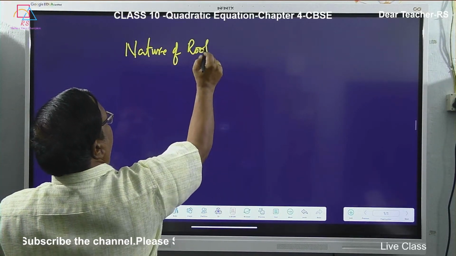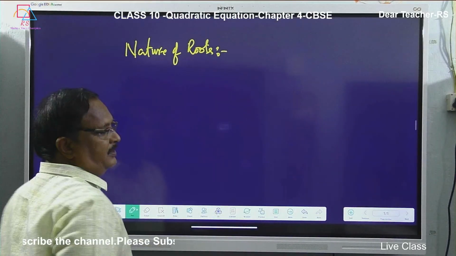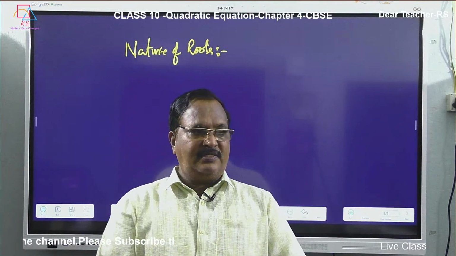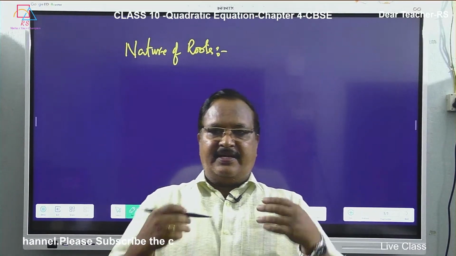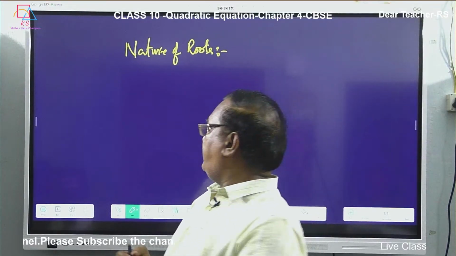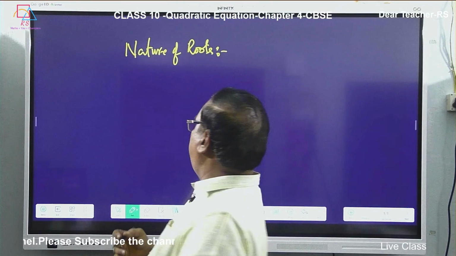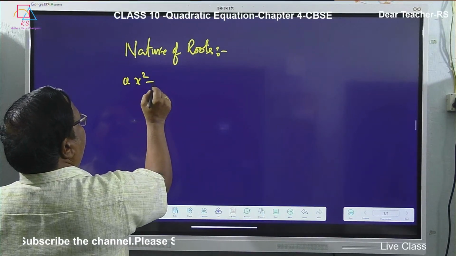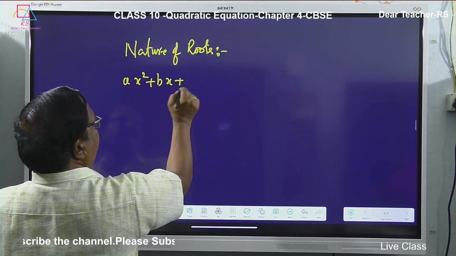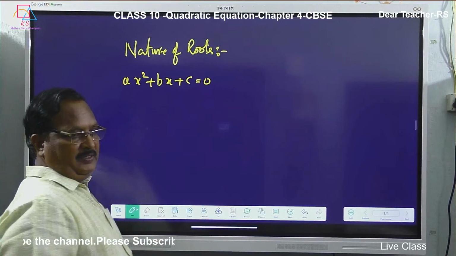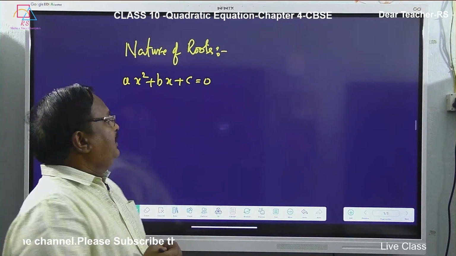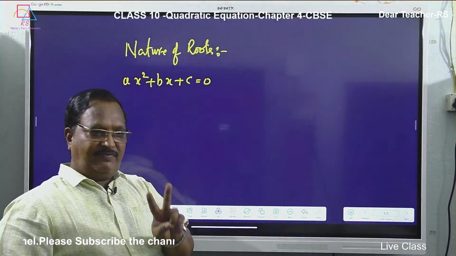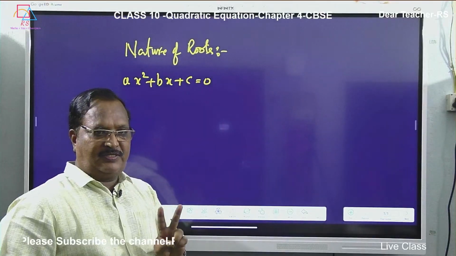Nature of the roots. So now we get two roots for a quadratic equation. So what is the nature of these roots? That we are going to learn today. Now let us take the general equation ax square plus bx plus c is equal to 0. This equation definitely will have two roots, two solutions.